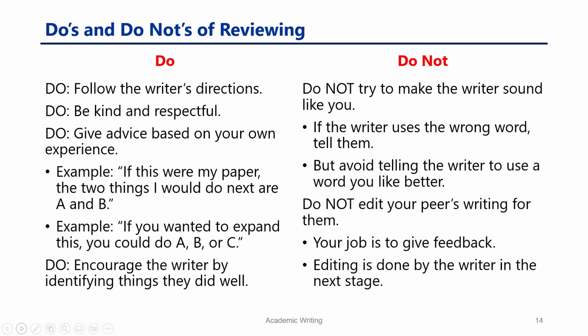Here are some things you should not do when you're reviewing a classmate's paper. Do not try to make the writer sound like you. They aren't you and they have a different writing style. Sure, if the writer uses the wrong word, tell them, but avoid telling the writer to use a word that you like better. Also, do not edit your peers' writing for them. Your job is only to give feedback. Editing will be done by the writer themselves in the next stage.